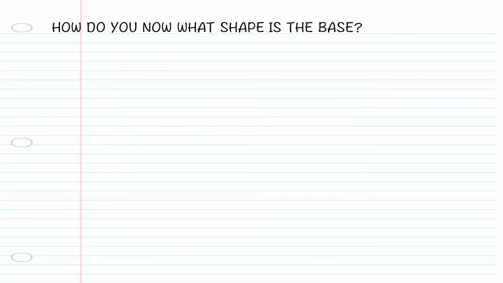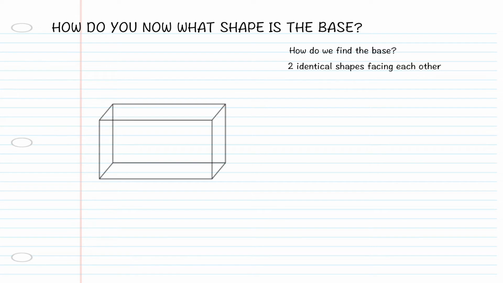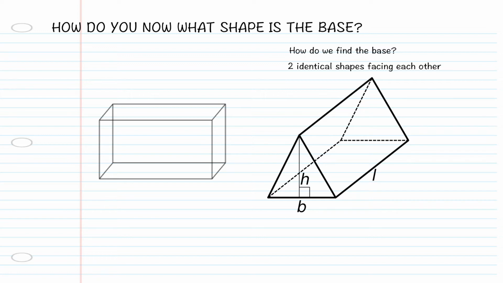How do you know what shape is the base? But first, let's talk about what a base is and how we find it. Bases are two identical shapes facing each other. Let's take a look at these figures below. On the first one, we can see that all the sides are rectangles. So, I'm going to highlight some of the bases. Hence, in this one, the bases are rectangular in shape. Therefore, we can say that this is a rectangular prism.